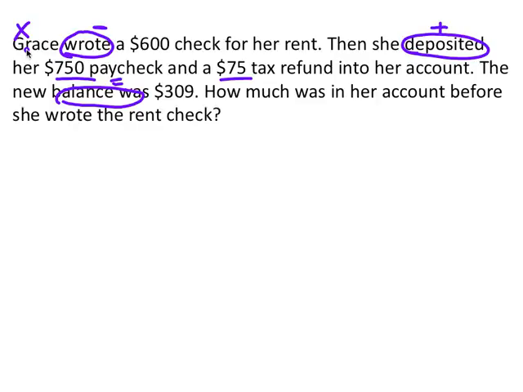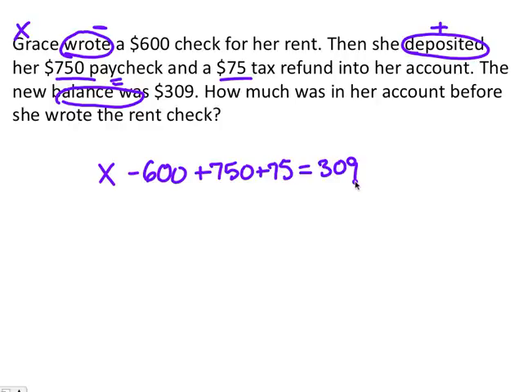So let's see if we can put all that together in an equation. So we have some amount in her account, x. We write a $600 check, so minus 600. We deposit $750 and another $75, and the result is we're left with $309. There's our equation. Now we just need to solve it.